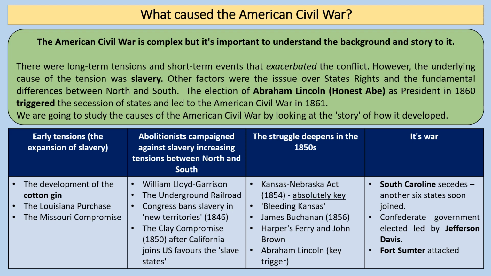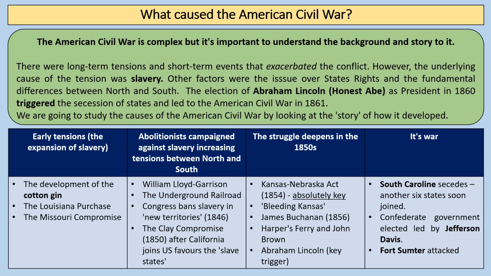We're going to look now in a little bit more detail at the cause of the American Civil War by looking at the story of how it developed. We're going to look at that in 4 different groups. We're going to look at early tensions and the expansion of slavery, so that's the development of the cotton gin, the Louisiana Purchase and Missouri Compromise. We're going to talk about abolitionists who campaigned against slavery, increasing tensions between the North and the South, people like William Lloyd Garrison, and the Underground Railroad, for example.